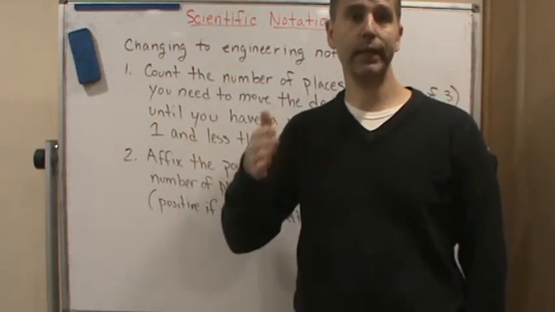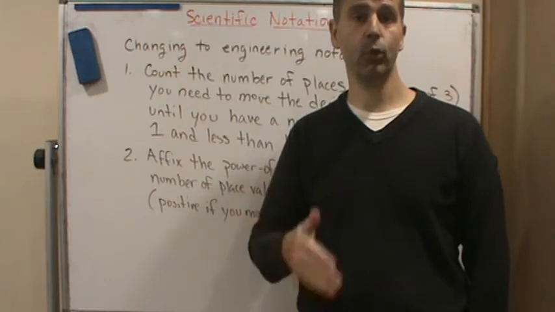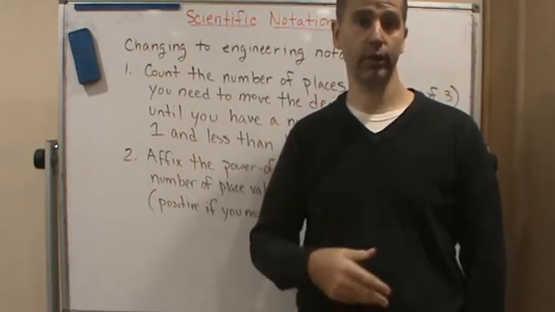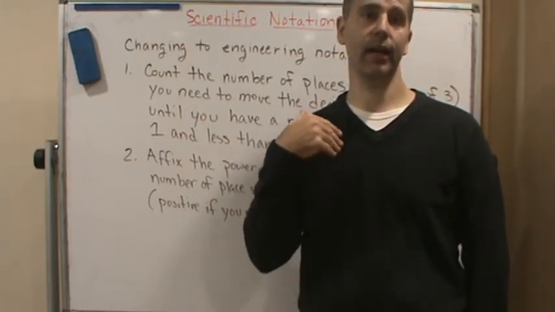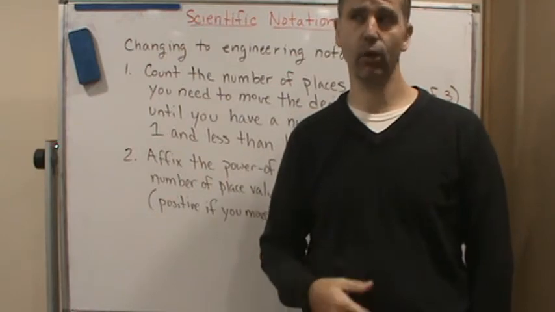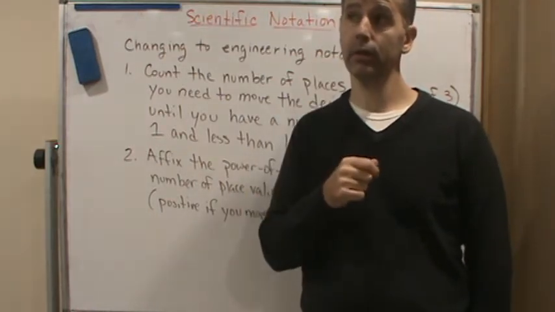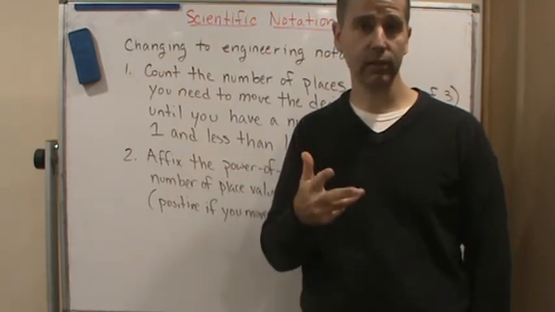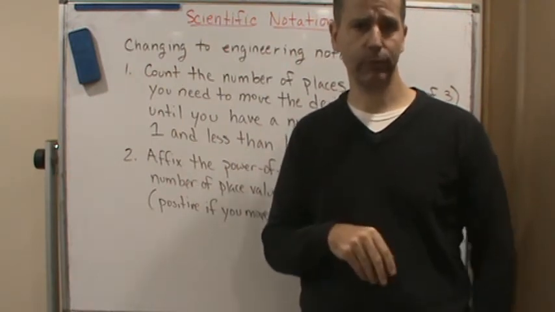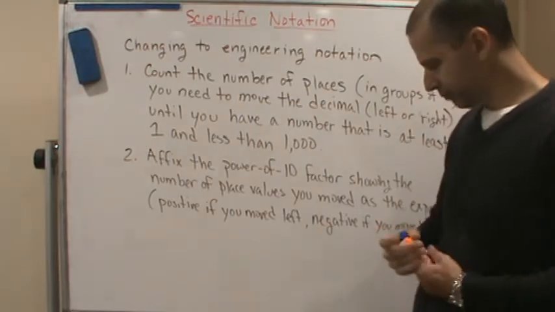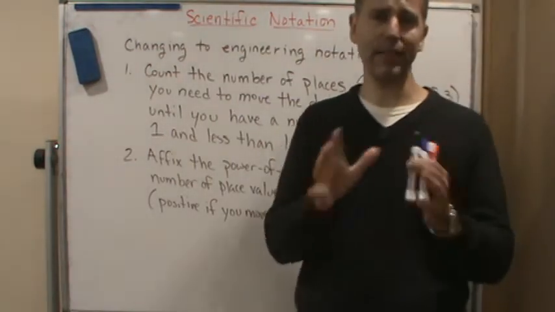So every 3 place values we go up in magnitude, and we go to trillions and quadrillions and quintillions, and then there's septillions. There's all kinds of them, right? So that's why we have the engineering.